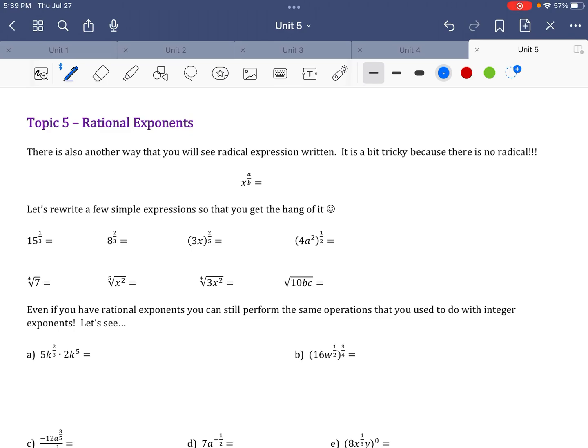All right, rational exponents are kind of weird, but they happen sometimes. You see them in calculus every once in a while. You don't see them too much, but there's something you have to learn.